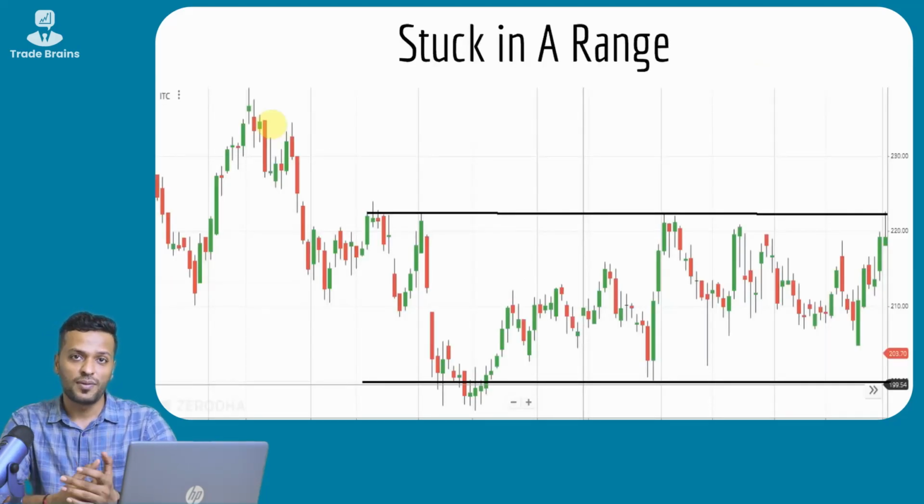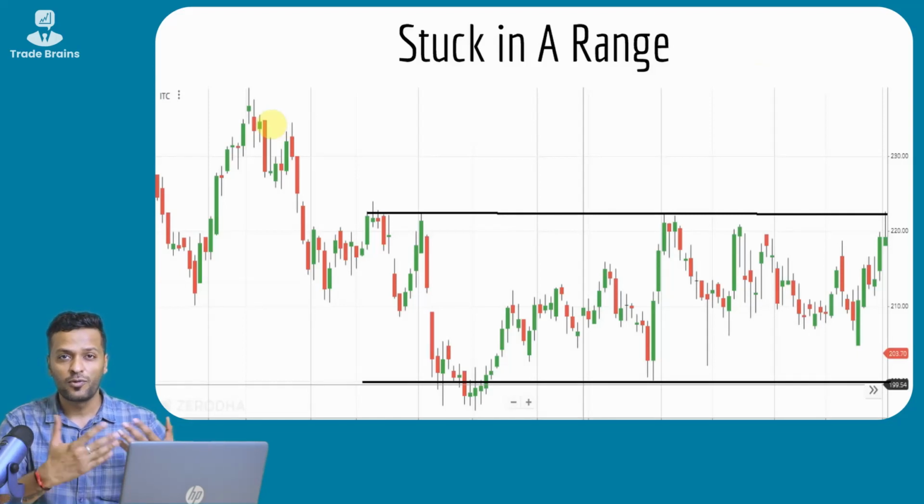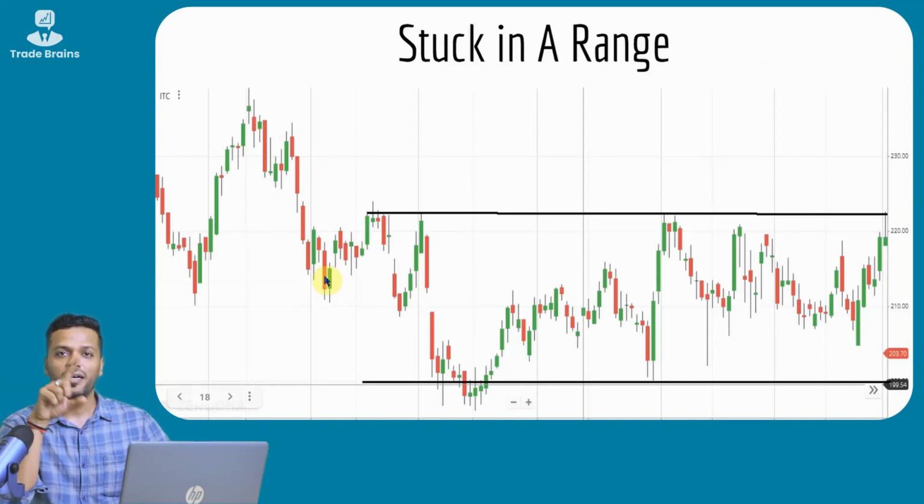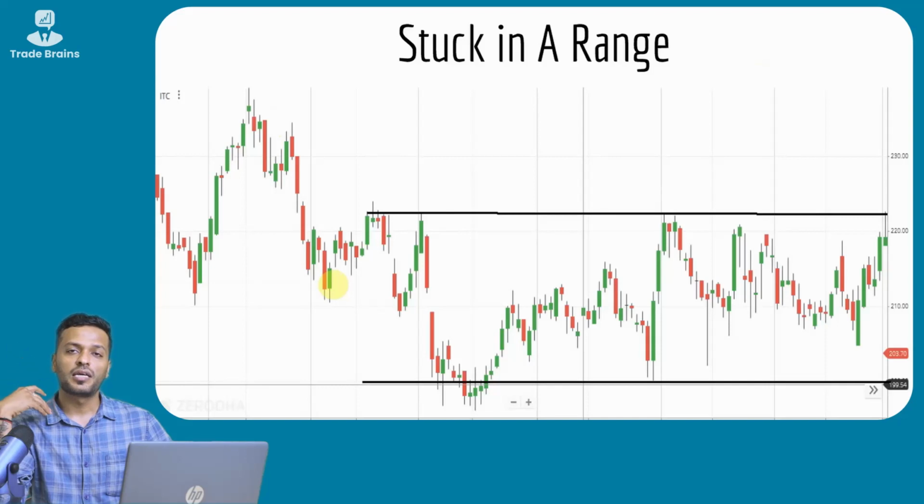So the first strategy which I'm talking about is stuck in a range. I would want you to pay attention and understand the strategy, because it can be understood with the help of a chart very easily. So what is stuck in a range? Range is the zone within which the price is moving and the market is stuck in a range. So you want to take advantage of the swing levels within the range.